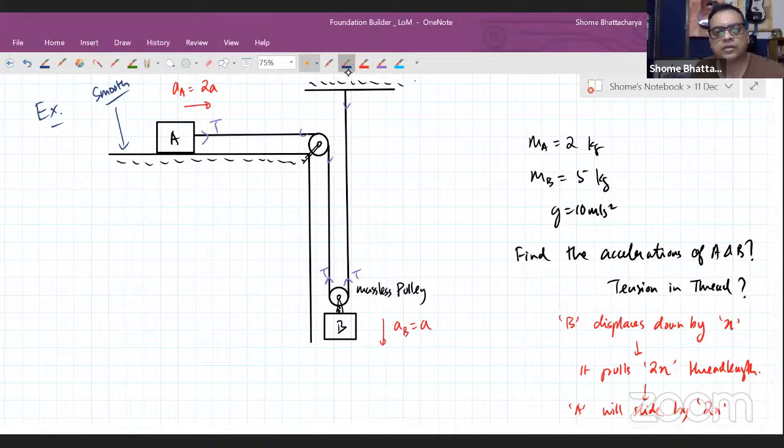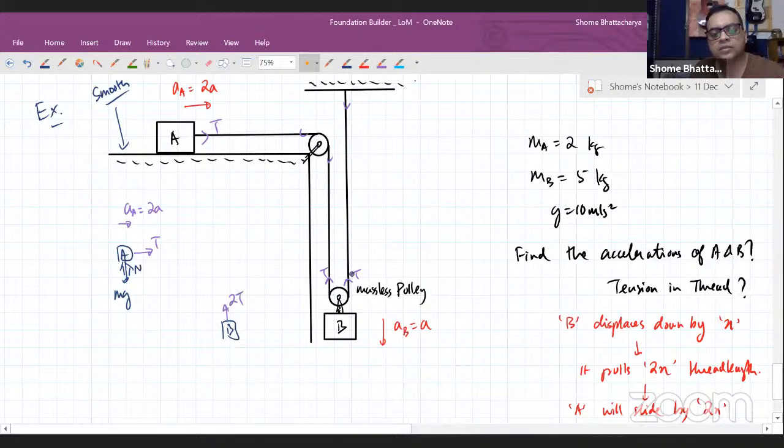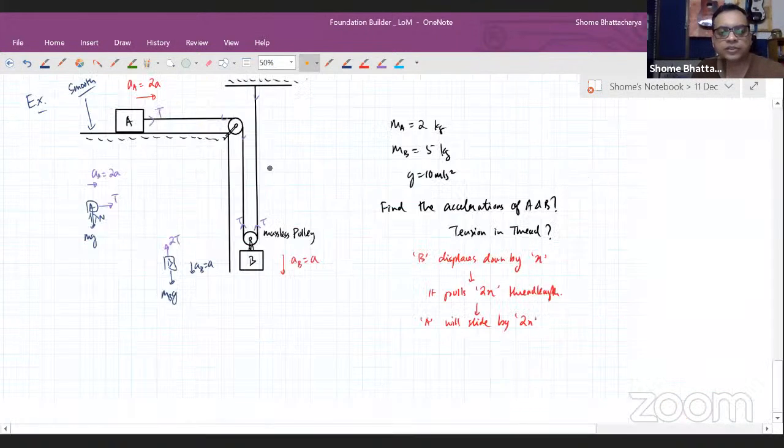Okay. So for the block A, you can see that only one horizontal force, tension, is giving it a horizontal acceleration of 2a. Rest of the forces are balancing the vertical force and normal reaction. Whereas for B, what is happening is that the upward tension is 2T, because there are sum of two tensions, and it's having a downward acceleration of a. So now we'll set up the equations from the free body diagrams.